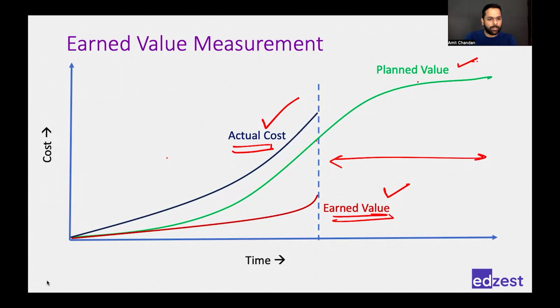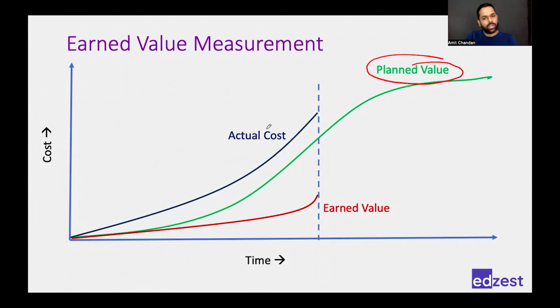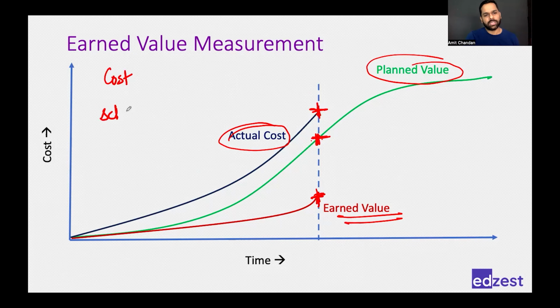Now, when you compare these values, when you compare planned value to earned value and actual cost to earned value, you will come to know about your performance, right? So you are spending more than what you are earning. Here, if you look at planned value, your plan to spend was more than what you are earning. So if you look at this chart, can you tell me what is the cost related performance and what is the schedule related performance? Is it good or bad? How are you performing with respect to cost and how are you performing with respect to schedule?